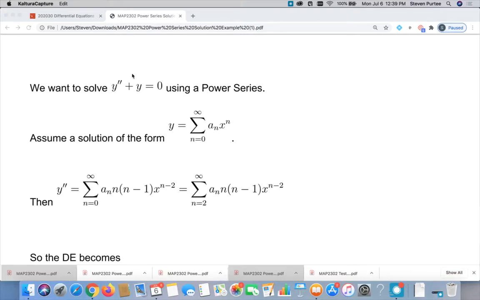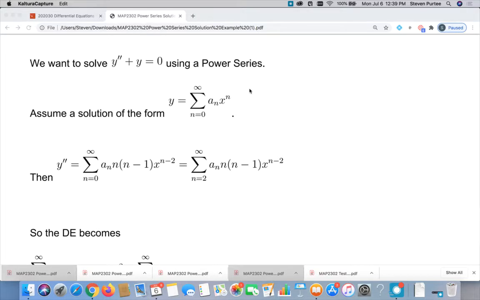Okay, let's solve this second order linear DE using power series. We could solve it using Laplace transforms, or honestly, it's really not even hard. Move this y to the other side, we get second derivative equals negative the original function. We know the general solution to that, sines and cosines. We've solved that a couple of times, but it's a good one to do using power series.